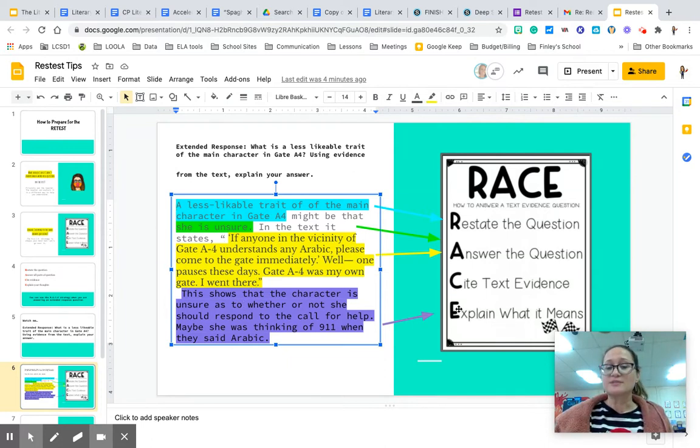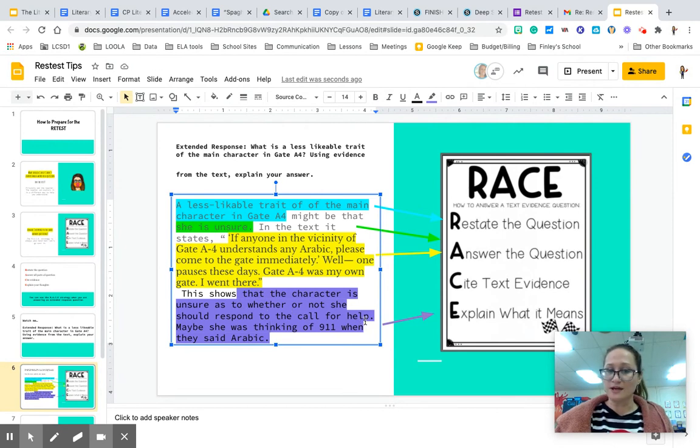Next, I need to explain what it means. Explaining what it means. So in other words, you need to connect your evidence to your answer in some way. So how does your evidence prove your answer? So I need to say, how does this prove that she's unsure? This shows is a great transition as well. I'll highlight it so you can see it by itself. This shows that the character is unsure as to whether or not she should respond to the call for help.